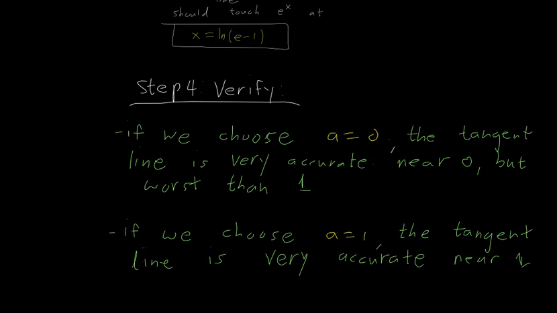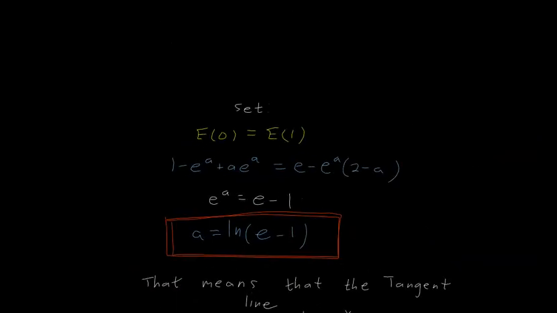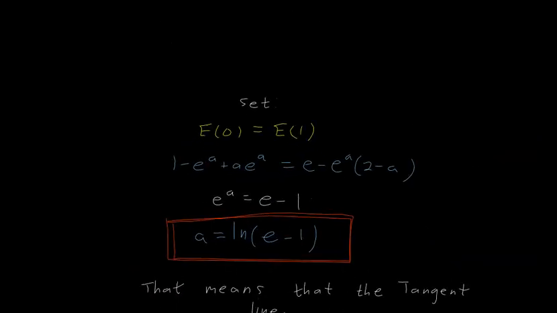And for that reason, that's why we're getting that a equals ln of e minus 1. Think of it as an equilibrium point that we found. A equaling ln of e minus 1 is making the perfect balance point. As I said, it's creating an equilibrium for the function e to the x and the tangent line. It makes the left error point and right error point error equal. So this is going to minimize the worst case error.